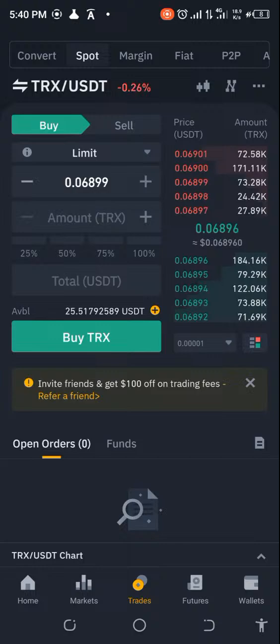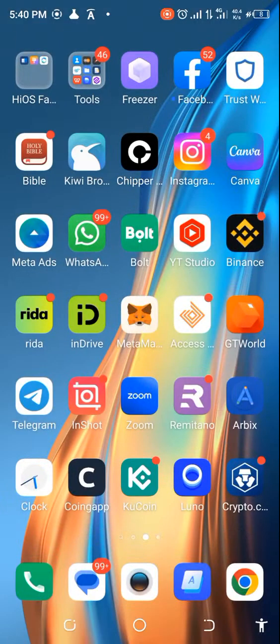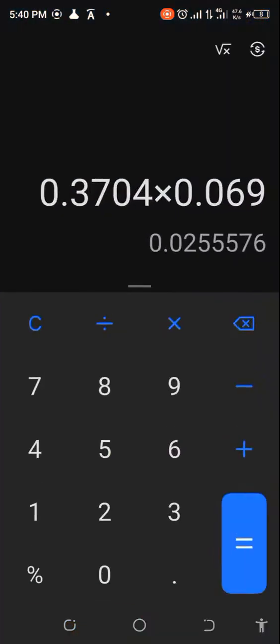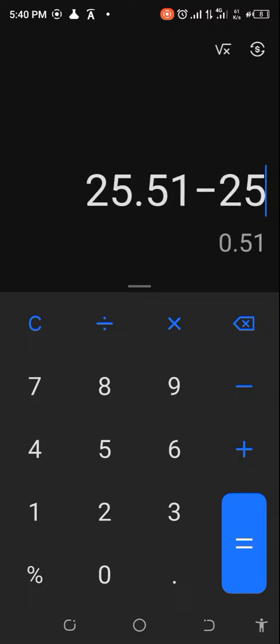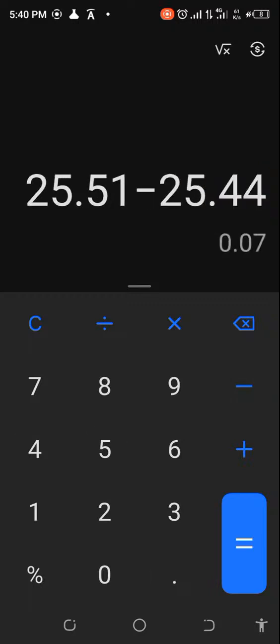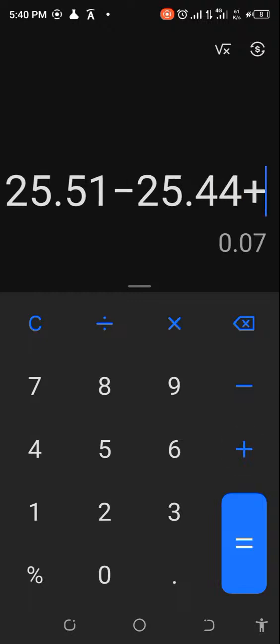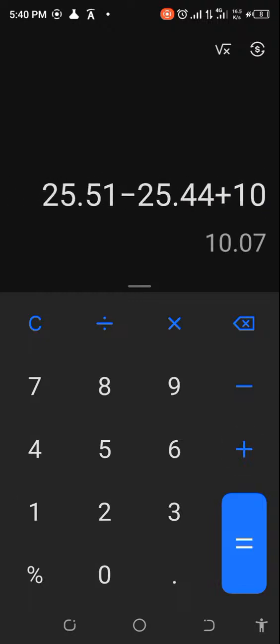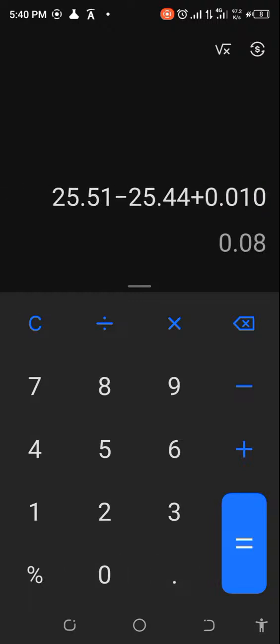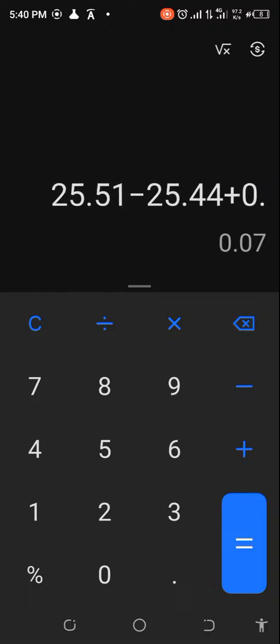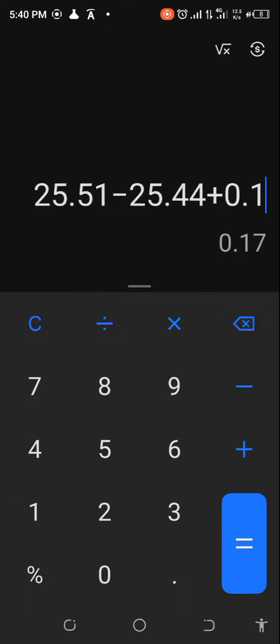So what was our profit supposed to have been? Normally, let's check that again. We have 25.51 minus 25.44. So this is 7 cents, right? So we will now include plus 10 cents. What am I saying? 0.10. Okay, no, that's not it. It would have been 17 cents, right?